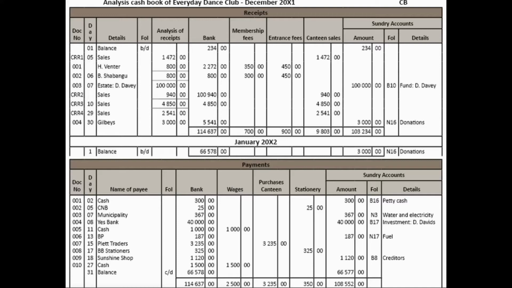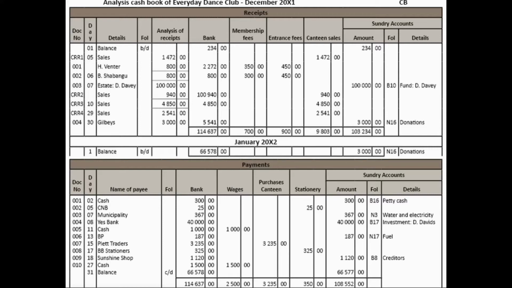Okay, the next step is to post from your cash book to your general ledger accounts. Okay, so let's start with the receipts or the debit side of the cash book. Okay, we don't open a bank account, as I've already said to you.